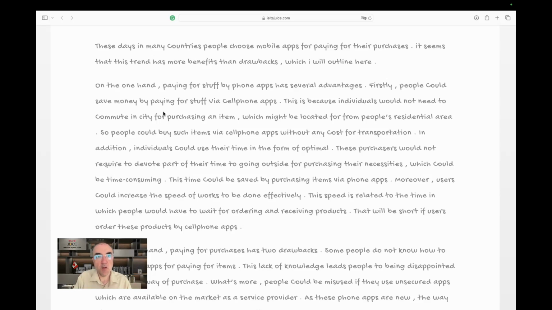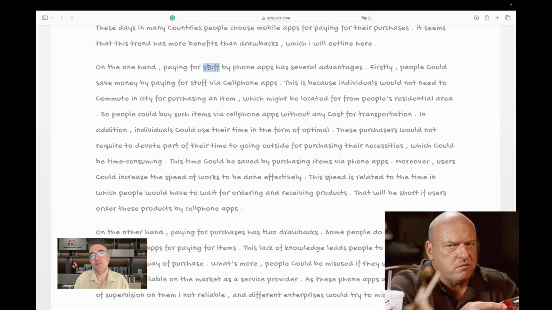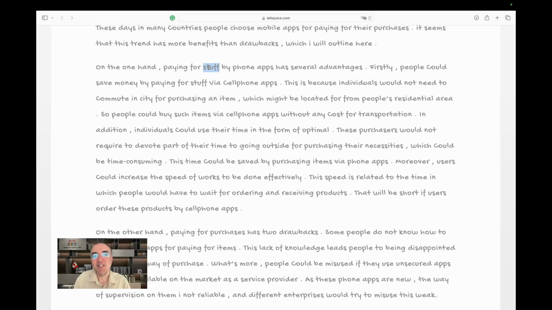But let's see. On the one hand, paying for stuff. Oh no, I'm not a good fan of the word stuff in our essays. It's not a very formal word. You can say paying for the items on your shopping list, or paying for the items you wish to buy. That is much better than saying paying for stuff. Stuff is very informal. It's not a good choice of word here. By phone apps has several advantages. Several advantages. Let's see.